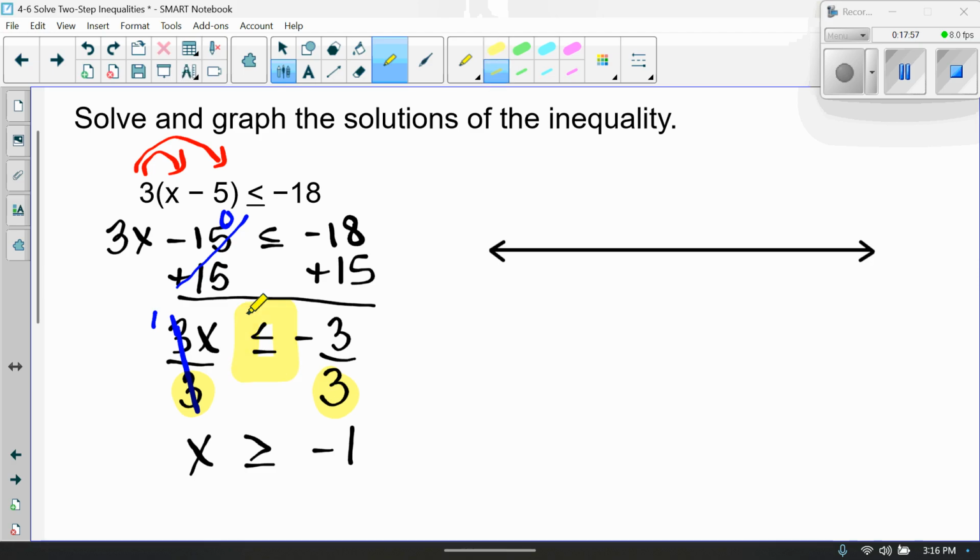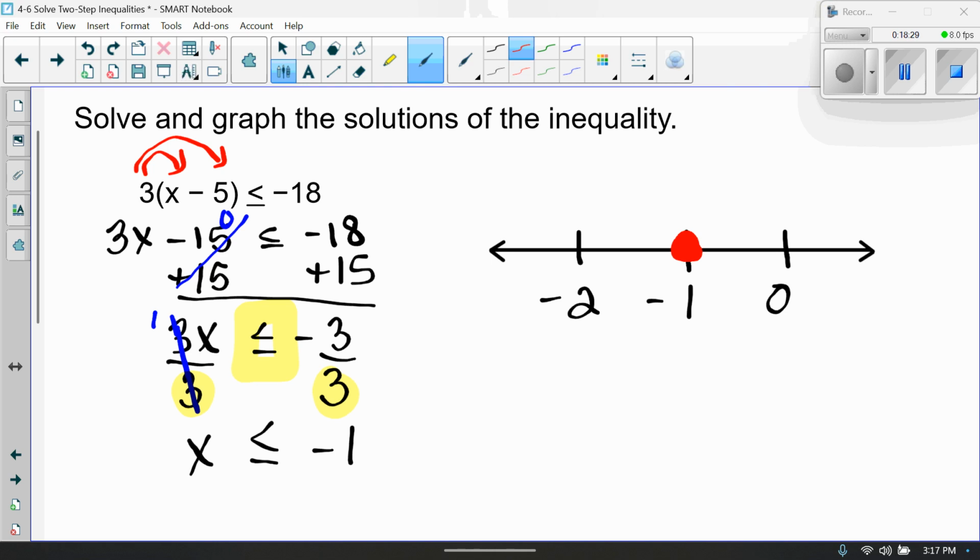So was I supposed to flip that inequality? No. Very good. So this stays less than or equal to. Our important number, thought I could trick you guys, negative 1 there. What goes over here? Negative 2, and then over here, 0. Very good. Now, what kind of circle do we have at negative 1? Closed circle. Very good. And which side do we shade on? To the left. All right. Silly, silly.